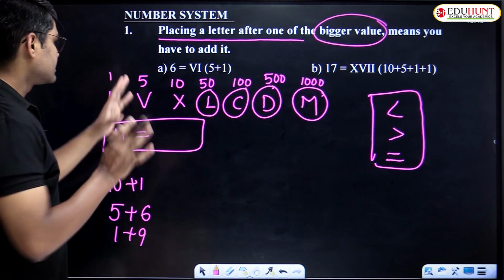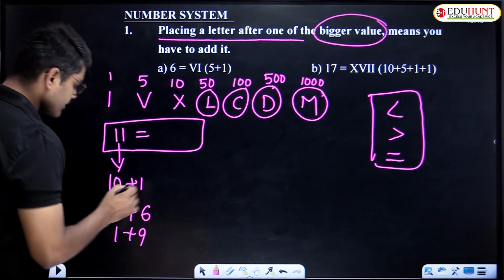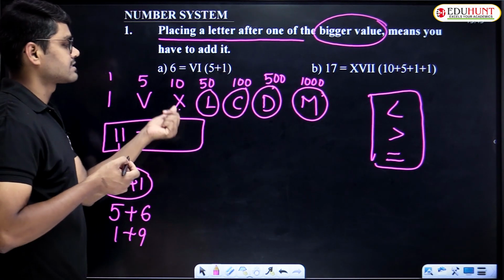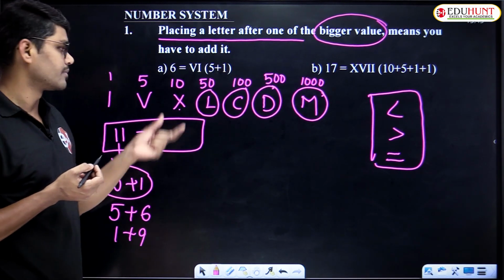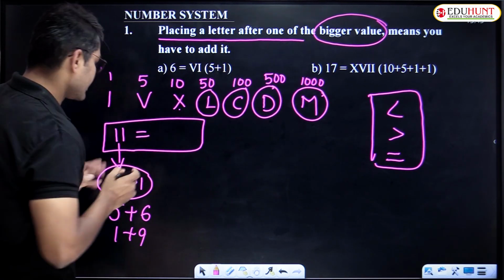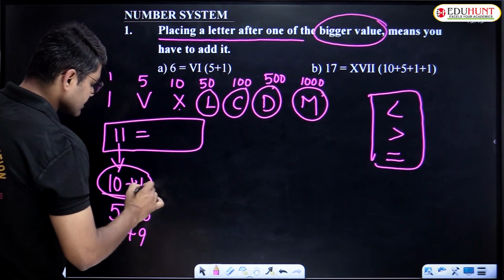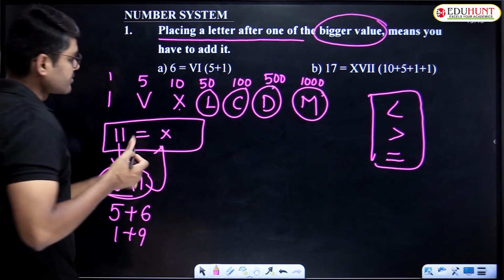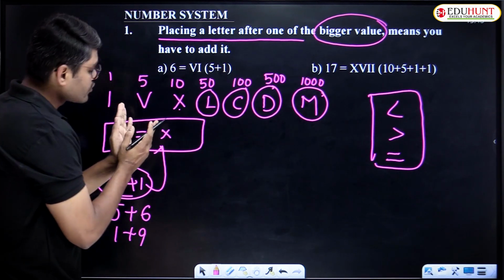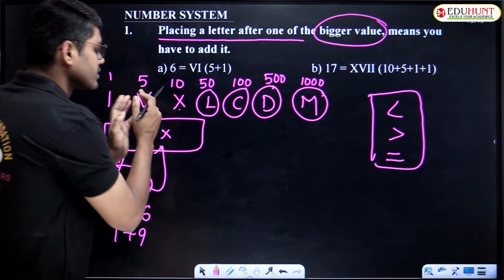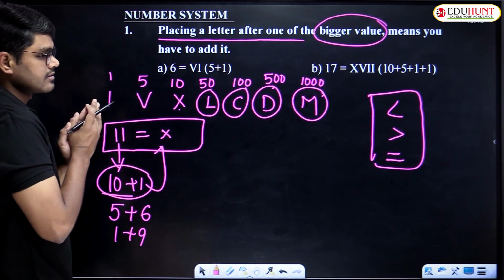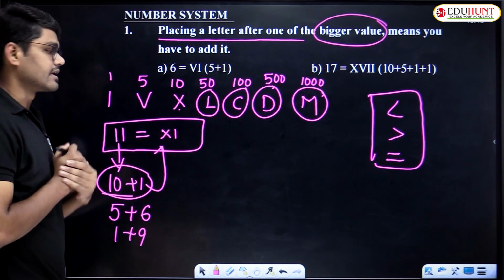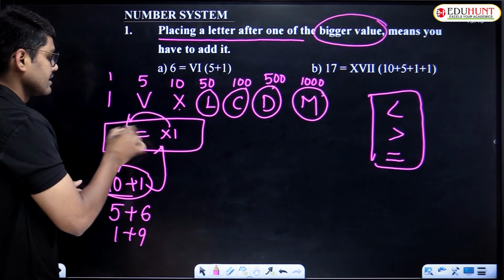Okay students, see here, 11 can be written 10 plus 1. Why 10 plus 1 only? There is a number X called 10 here. That's why if I write 10 plus 1, that is 11. Easily I can write that is X. Now I have to put 1 to the left side or right side? Right side means adding 1. That means XI. XI represents 11.